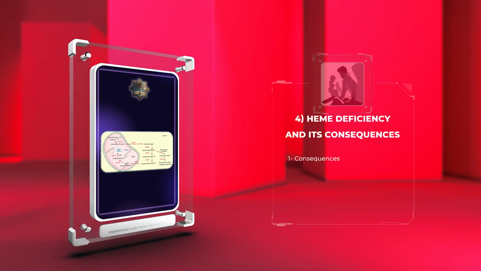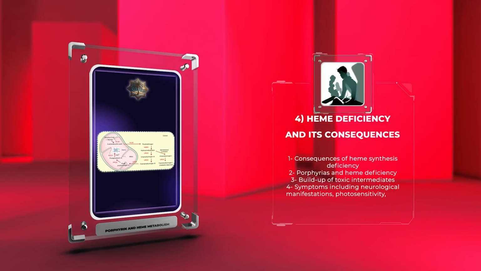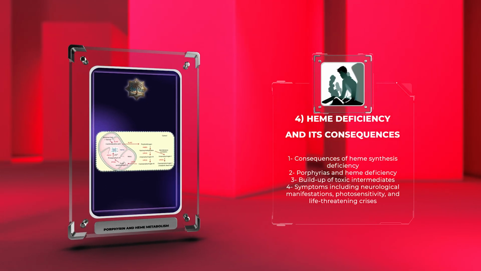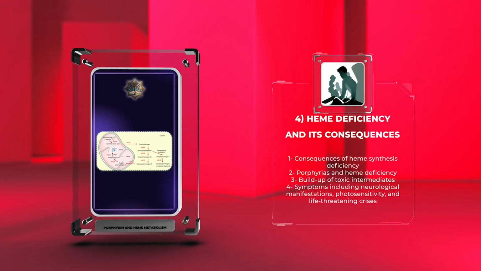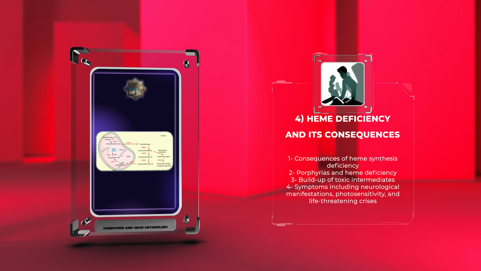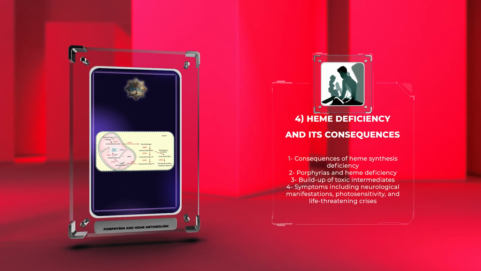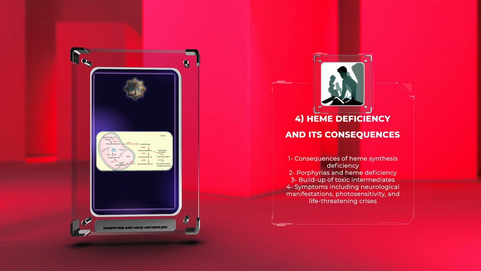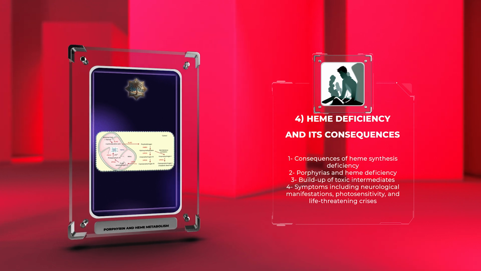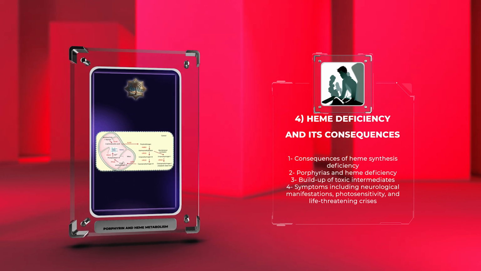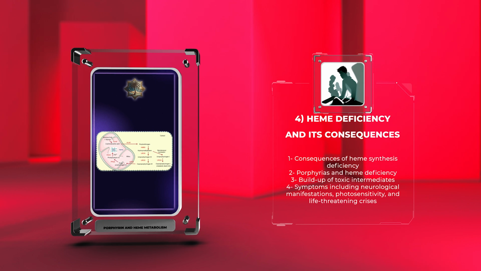A deficiency in heme synthesis can have far-reaching consequences for human health. Disorders such as porphyrias, characterized by defects in specific enzymes involved in heme synthesis, can lead to a buildup of toxic intermediates and heme deficiency. This imbalance in cellular heme homeostasis can result in a myriad of symptoms, including neurological manifestations, photosensitivity, and even life-threatening crises. Accurate diagnosis and proper management of these conditions are crucial to mitigate the potential complications that arise from heme deficiency.